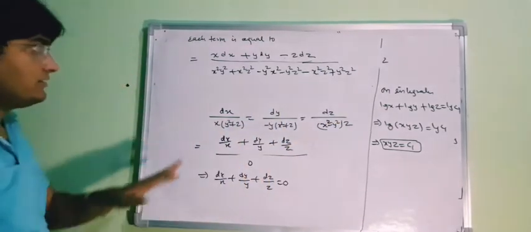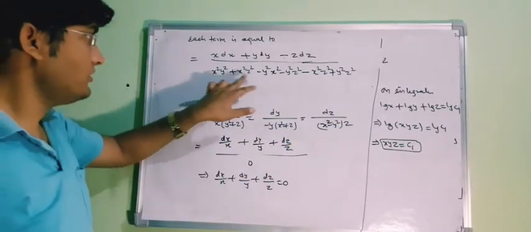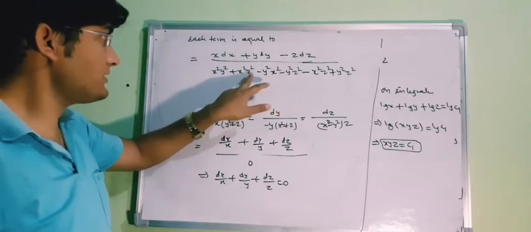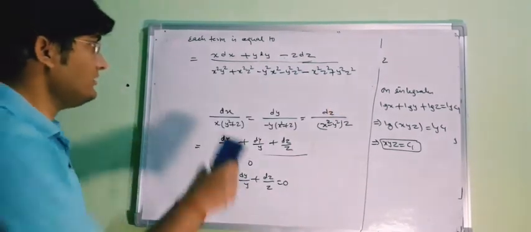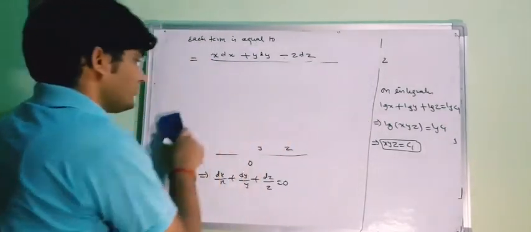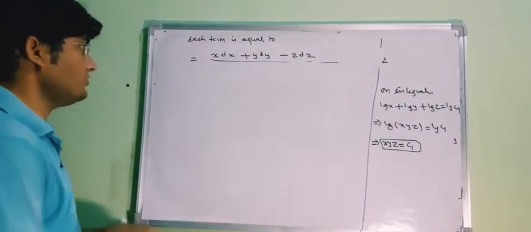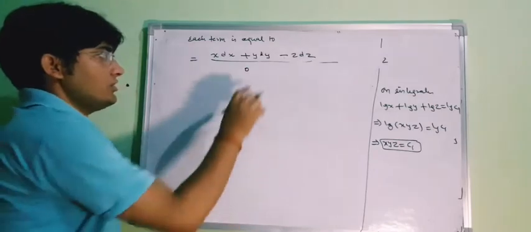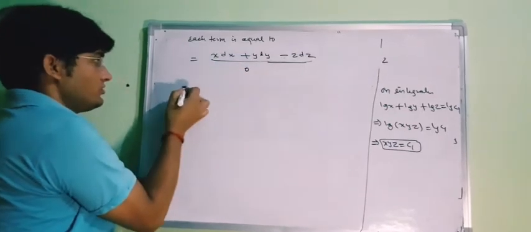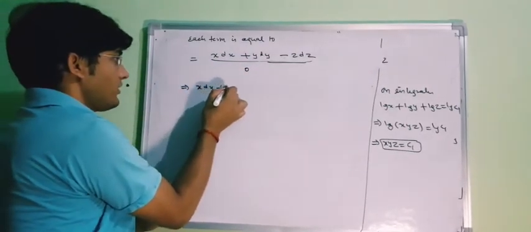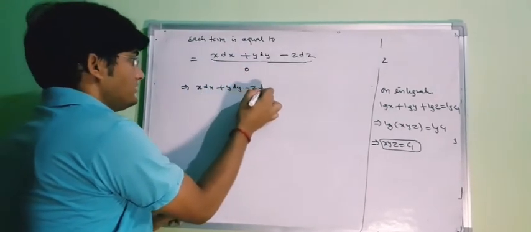Now you can see that your denominator is 0. This will be cancelled with this one. x square z square is cancelled and y square z square is cancelled. So again your denominator term is 0. Now on cross multiplication, because all these three terms are equal to this term, we will have x dx plus y dy minus z dz equal to 0.